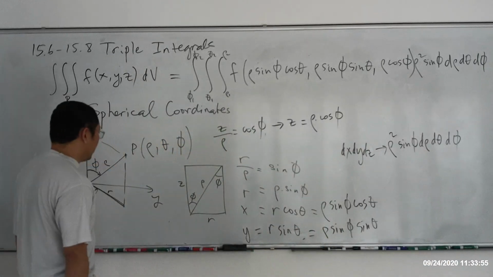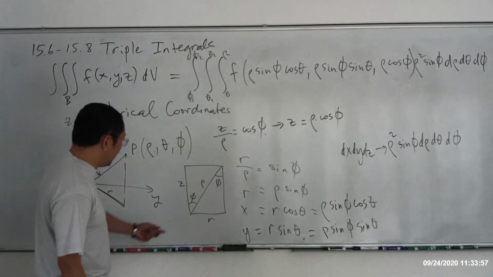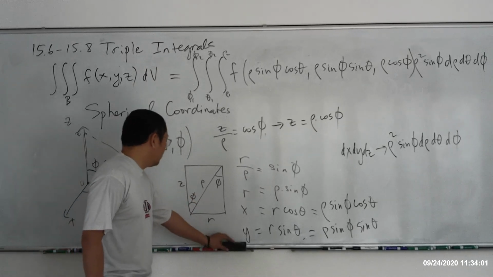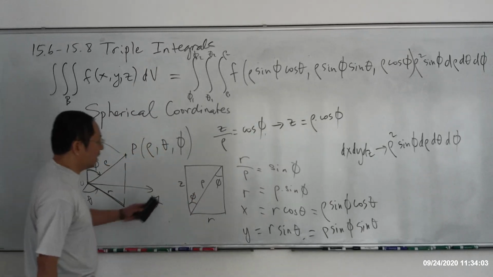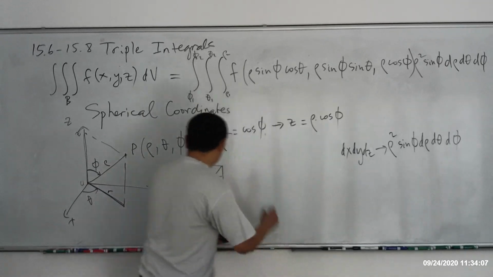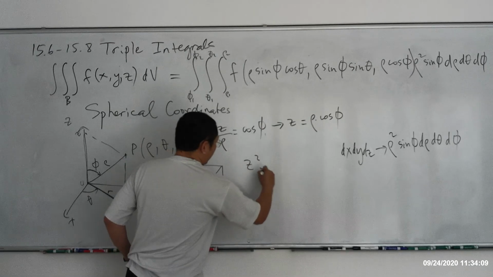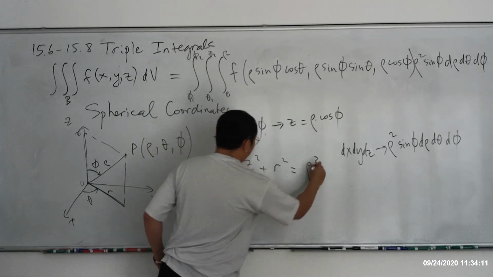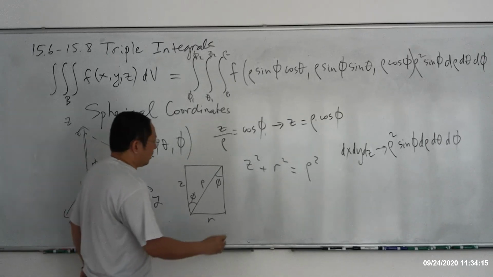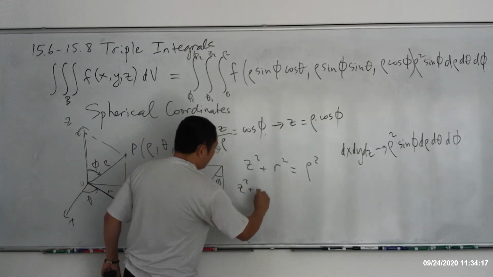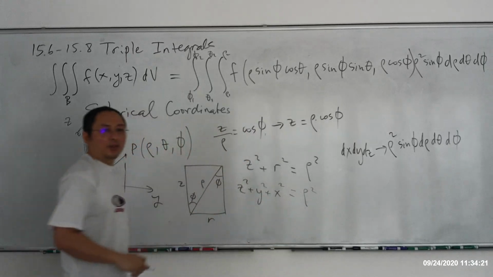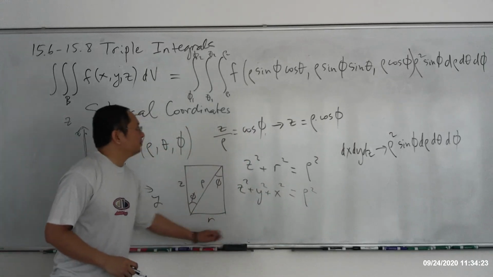Okay? And by the way, the Pythagorean theorem applies in here: z squared plus r squared is equal to rho squared. I need some room to write. Let me erase this part. z squared plus r squared equals rho squared. And you know what? r squared is just x squared plus y squared like we had before, so z squared plus y squared plus x squared is equal to rho squared. Pythagorean theorem again.